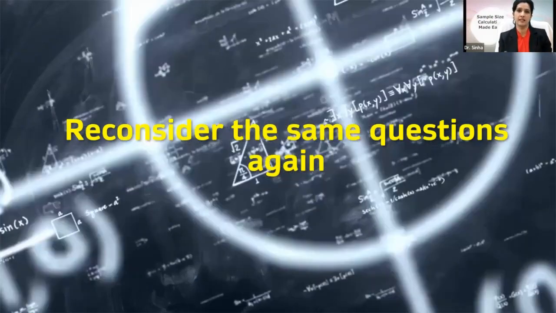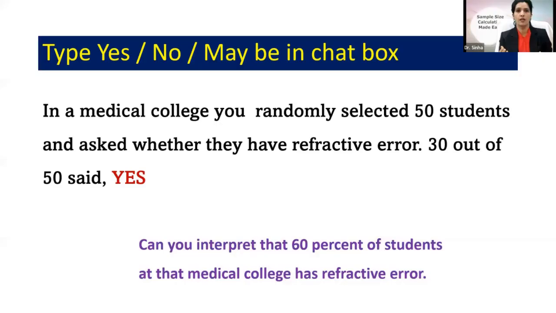Now reconsider these same questions, but here the answers are yes, no, and maybe. In the medical college, you have randomly selected not 5 but 50 students and asked whether they have a refractive error or not. Out of 50, 30 said yes. Can you say that 60% of the medical students have refractive error? There are 3 options: yes, no, and maybe. Most of you are answering either yes or maybe.